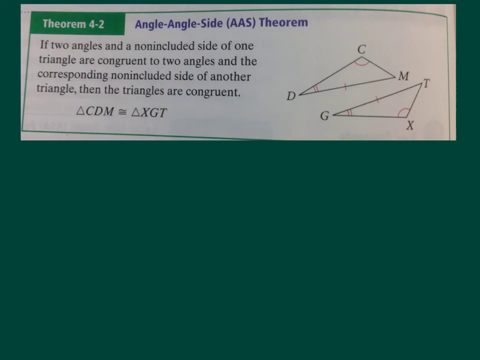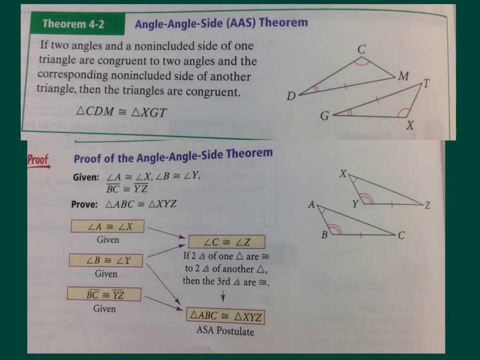Our first triangle congruence theorem, the others were postulates, is going to be angle, angle, side, AAS, which states if two angles and the non-included side of one triangle are congruent to two angles and the corresponding non-included side of another triangle, then the two triangles are congruent. Let's look at a flow proof of this theorem. We're given two angles congruent and the non-included side in both triangles.